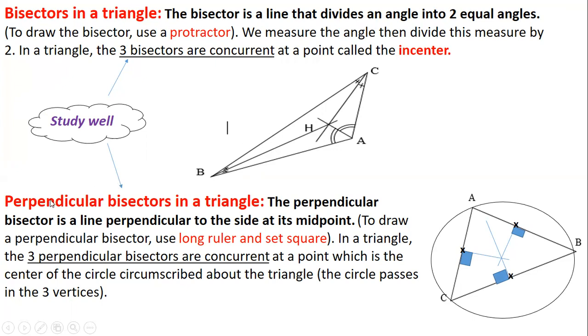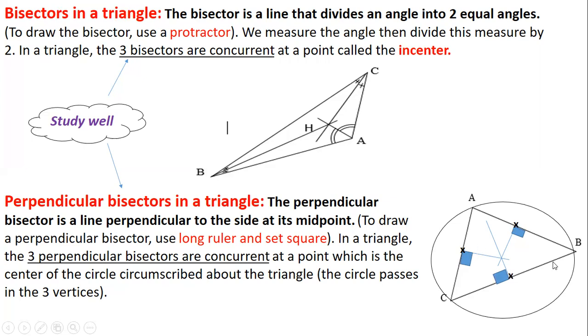The fourth and final line we can draw in a triangle is called the perpendicular bisector. The perpendicular bisector, we draw it for a side. So side AB has a perpendicular bisector, side BC has also one, and side AC. What is the definition of the perpendicular bisector? The perpendicular bisector is a line perpendicular to the side at its midpoint.